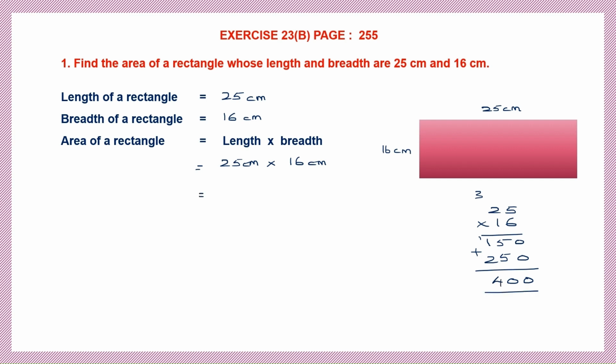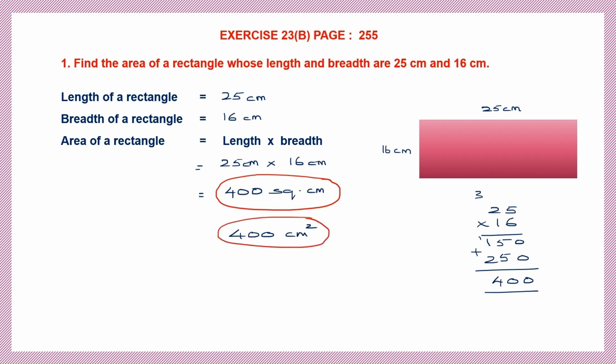So now what do we have here? The area is given as 400. Now the unit is square centimeters. So the area of this rectangle is 400 square centimeters. We can also write this as 400 centimeter square. Square centimeters or centimeter square. There are two ways of writing this answer.